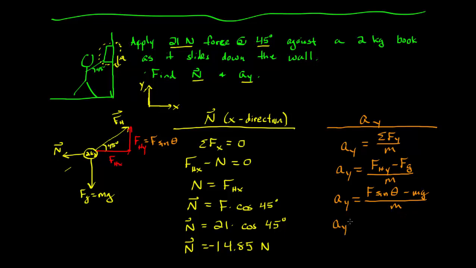So my acceleration in the y, now we can substitute. The force is 21 newtons, that's given. So 21 sine 45 minus the mass, which is 2, times 9.8. Notice I don't put a negative on the g because I already put the negative on the force, divided by the mass, 2.